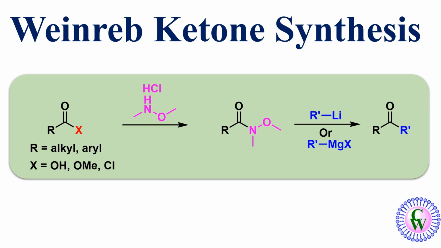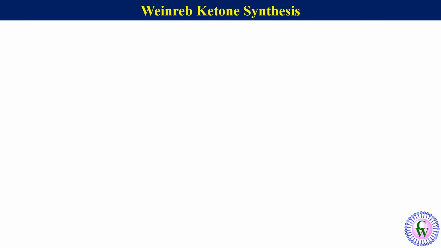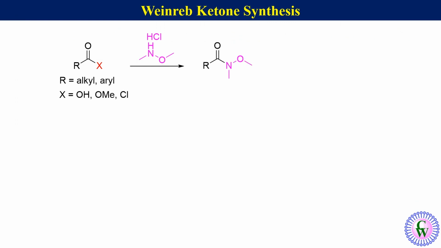In this video we are going to discuss Weinreb Ketone Synthesis. It is a two-step synthesis wherein in the first step a carboxylic acid or ester or acyl chloride reacts with methoxymethylamine hydrochloride to produce the corresponding amide called Weinreb amide.